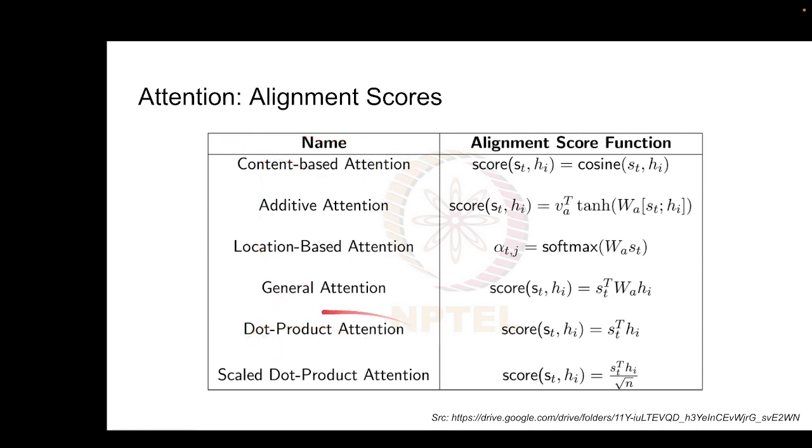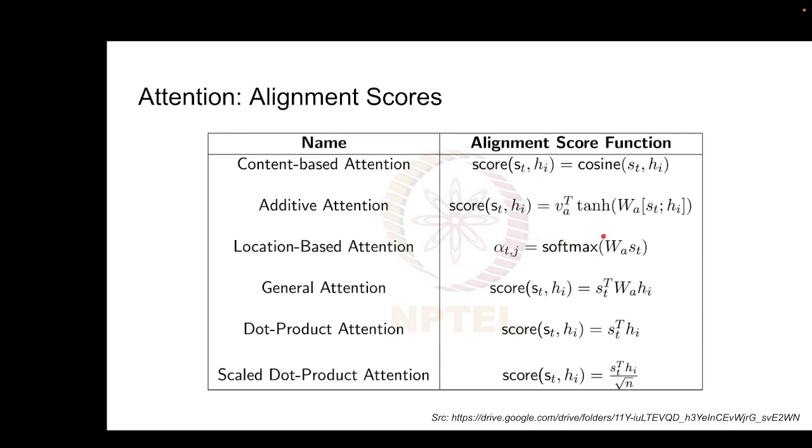Another formulation that is very popular is dot product attention, which is just direct ST transpose HI. Very similar to this one, just that it does not have the normalization in the denominator. So this is simply ST transpose HI, right? Scaled dot product attention is actually what we use in today's world, but it is basically ST transpose HI, which is scaled by some scalar in the denominator, right? There are other attention mechanisms as well.